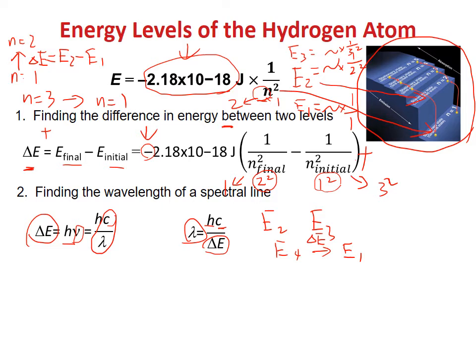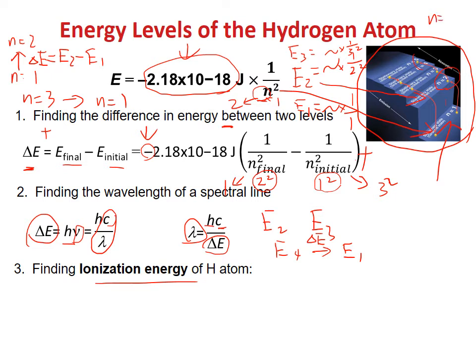Now, application 3 is that we can find the ionization energy of hydrogen atom. Ionization energy is the energy required to remove an electron from the hydrogen atom. So suppose the electron is at the ground state, the lowest energy level. To remove it, you have to apply energy so that it goes to a higher energy level, not n equals 2, not 3, but n equals infinity. That means the electron is completely out of the hydrogen atom.